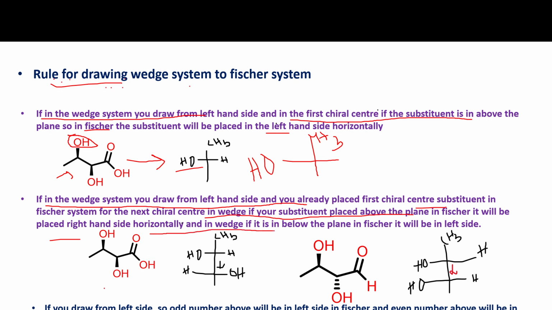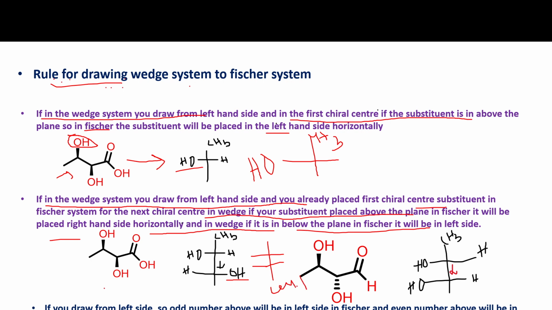If it is below the plane, it will be placed on the left hand side. If it is above, it will be placed on the right side in the even carbon. So how can we draw that much faster? If you draw these two chiral centers, the above will be methyl, and this will be COOH.